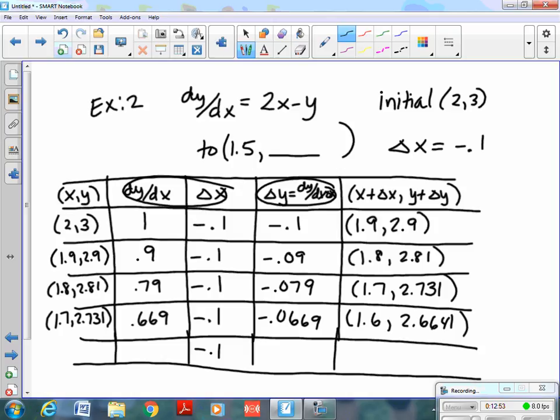Okay, we're at 1.6, which is 2.6641. This is 0.5359. This is a negative 0.05359. And you get 1.5 comma 2.61051. Final answer, 2.611.